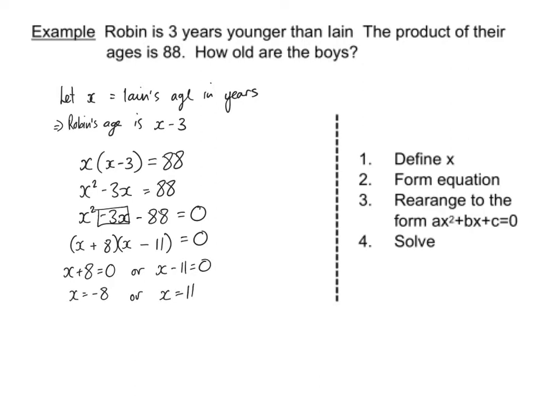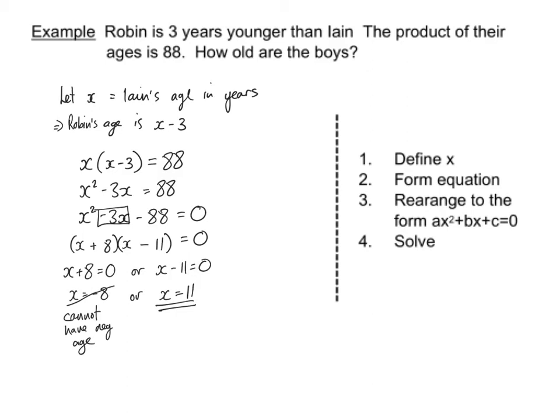Now, as is the case with the question we did previously, this question has a context. So remember, x we defined to be Ian's age in years. Now, it's not possible for Ian to be negative 8 years old. You can't have a negative age, and therefore this must be the solution. So what we can do is, again, we can just discount the solution, and just, again, a wee justification is usually a good idea. So cannot have negative age, and therefore x equals 11.